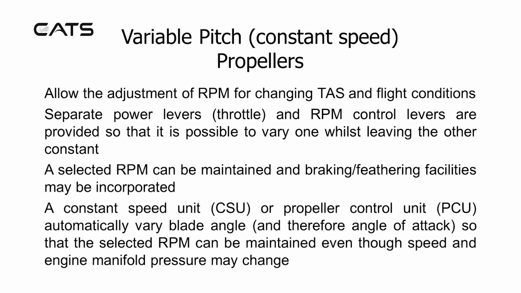Variable pitch, constant speed propellers allow the adjustment of RPM for changing TAS and flight conditions. Separate power levers, throttle, and RPM control levers are provided so that it is possible to vary one whilst leaving the other constant. A selected RPM can be maintained and braking and feathering facilities may be incorporated. A constant speed unit or propeller control unit automatically varies blade angle and therefore angle of attack, so that the selected RPM can be maintained even though speed and engine manifold pressure may themselves change.